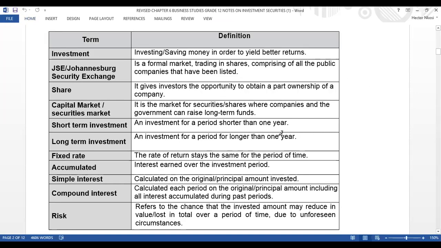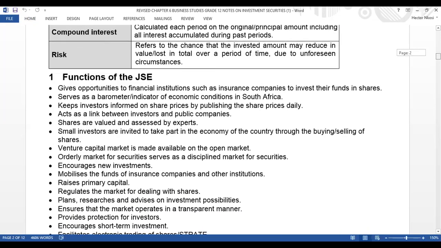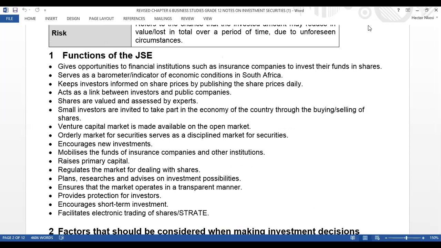All right, so basically, boys and girls, we did have a look at where we checked what the investment is, the JSE, what a share is, your capital markets or security markets, your short-term investments, your long-term investments, the fixed rate, your accumulated, simple interest and compound interest. And we also looked at the risk. Now, grade 12s, today I want us to look at the functions of your Johannesburg Stock Exchange. We did highlight the JSE the other day, but today I want us to look at their functions one by one.